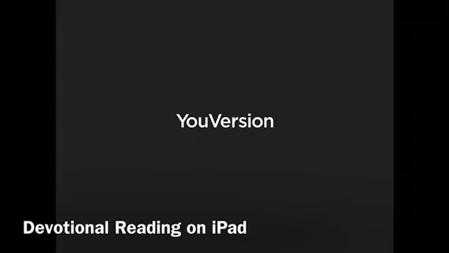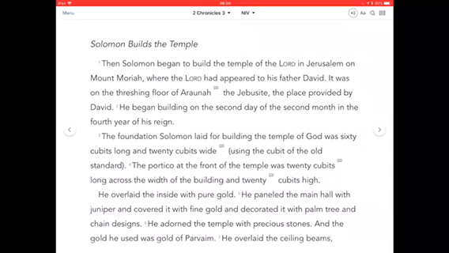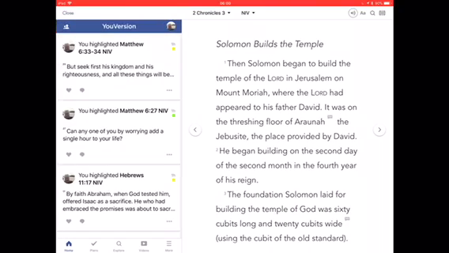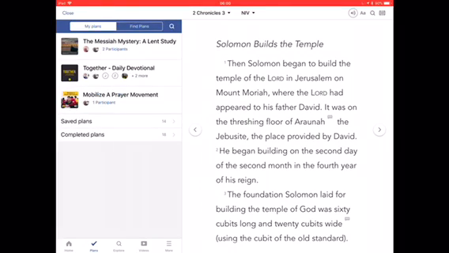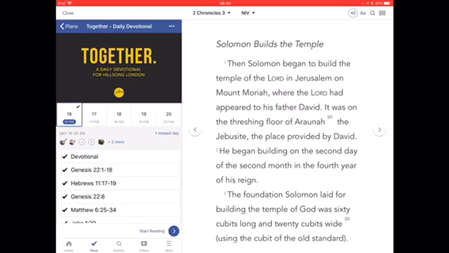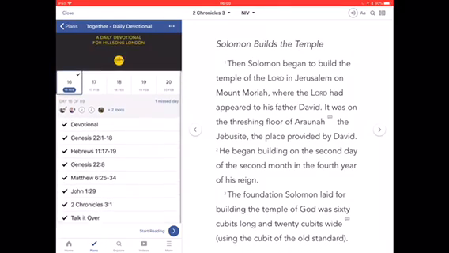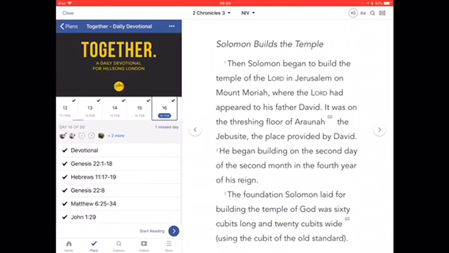So we start by selecting the YouVersion app and then opening it, and we go to the menu in the upper left-hand corner of the screen, and we go down to plans, and we select the plans, and the plan that we're currently working on is the Together Daily Devotionals. So we select that, we open that, and that will take us right into both the devotional and all the scripture references for today. So we just select which one we want.